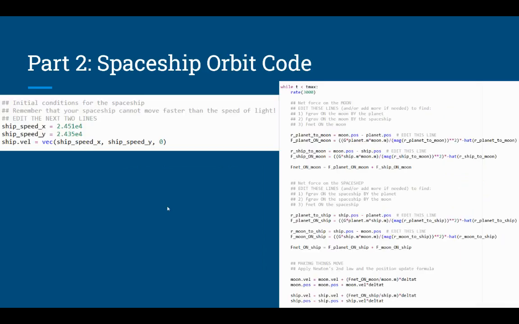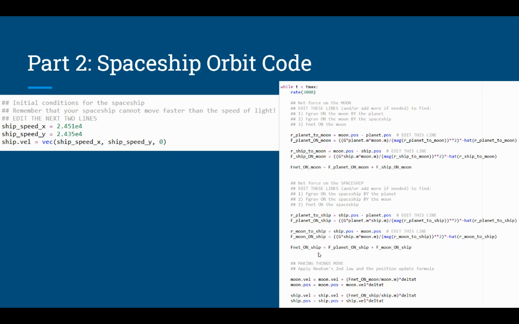Then we go to the spaceship code. Most of these are the same, so I can take one to explain the concept. At the top, we find the distance between the two things, and then we plug it into that G equation we found. We do that for the planet to the moon and the ship to the moon, and then add those together to get our F-net on the moon. And we do that for the planet to the ship and the moon to the ship, and there we go, F-net on ship.